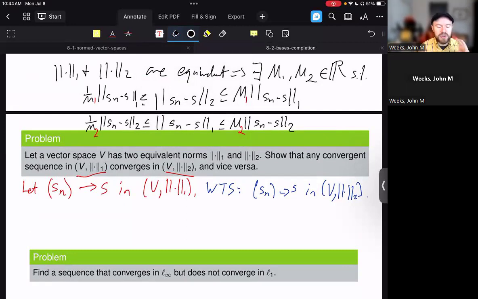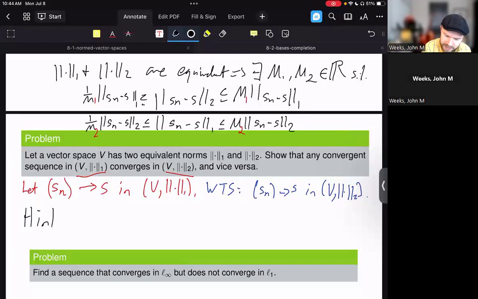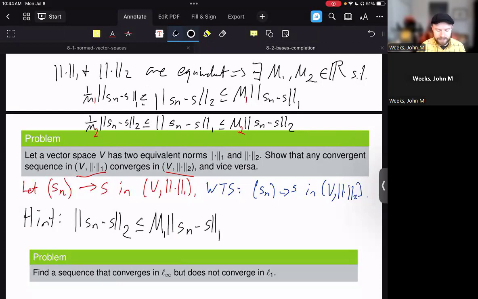Something you might try is to see what inequality is going to be useful for you here. Hint: I recommend the inequality that the norm of S sub n minus S sub 2 is less than or equal to m1 times the norm of S sub n minus S sub 1. I recommend trying to use this inequality to show that if you have convergence in norm 1, then you have convergence in terms of norm 2.